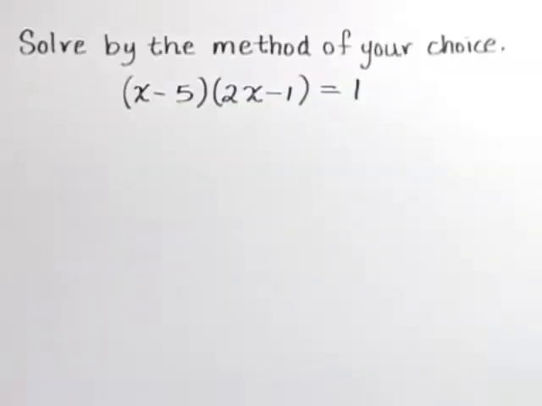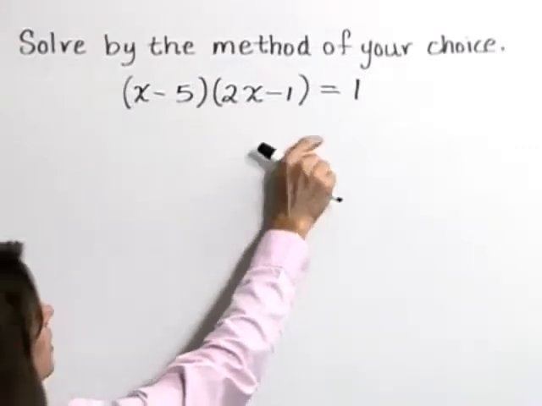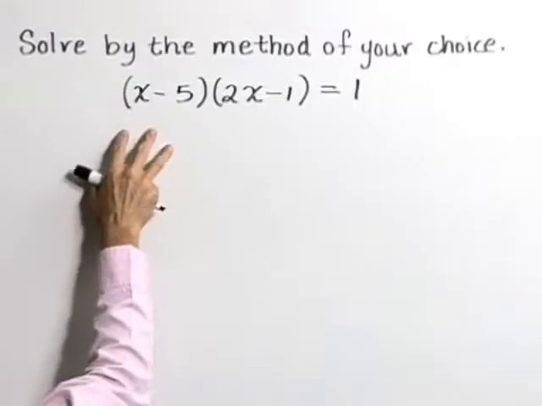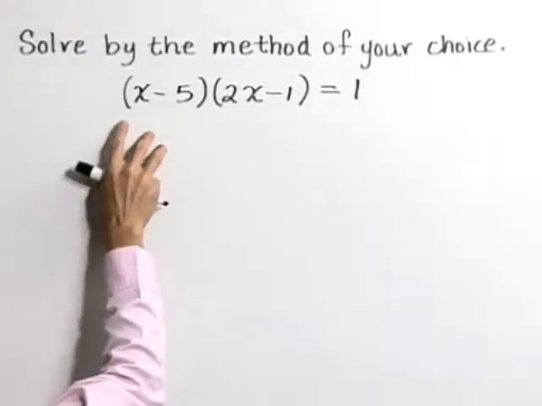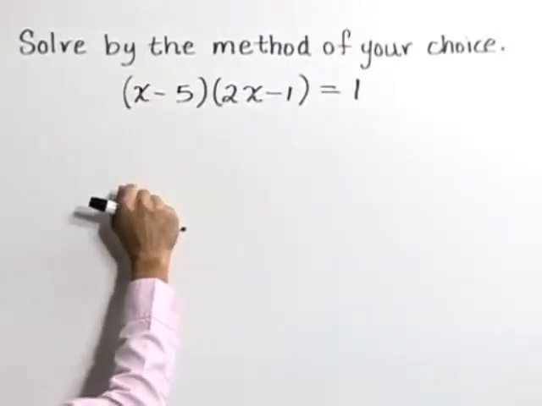Solve by the method of your choice the equation (x − 5)(2x − 1) = 1. Now we're going to have to go ahead and put this equation in standard form, starting by FOILing these binomials that are on the left.